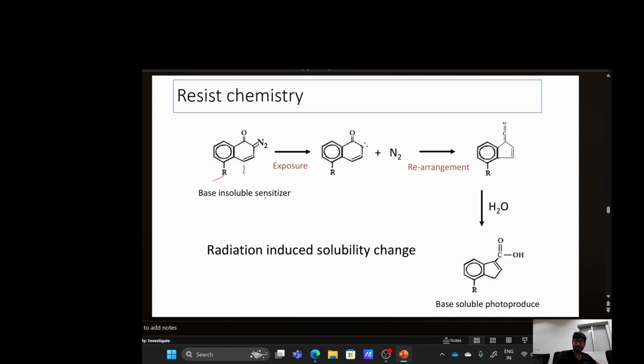Okay, so it was insoluble. What happens is, when we expose light of the specific wavelength on this material, on this sensitizer, it removes the nitrogen from here. Then, because of the instability, because the lone pairs are there, there will be a rearrangement of this intermediate. When we expose it to the outer environment, because of the humidity, we are doing it inside a clean room.